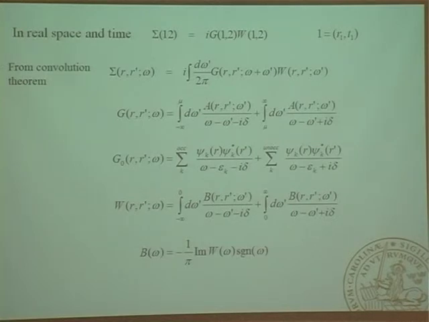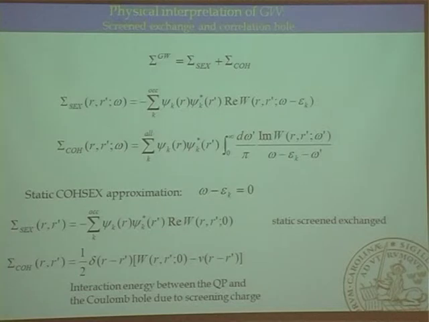Actually, I made a little mistake here. This is the correlation part of the screened interaction without the Coulomb interaction, so this should be omega W minus the bare interaction. If you do that, you get a nice expression for the self-energy. It can be split into two parts. That's called the screened exchange, because it has exactly the same form as a normal exchange operator, but now with a screened interaction, not the bare interaction.